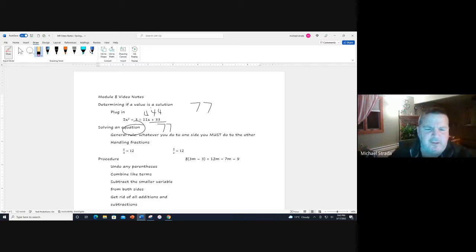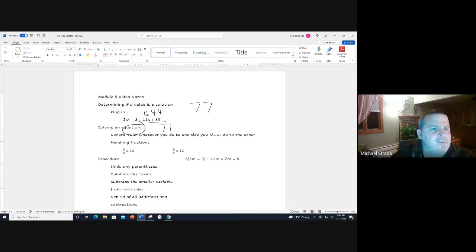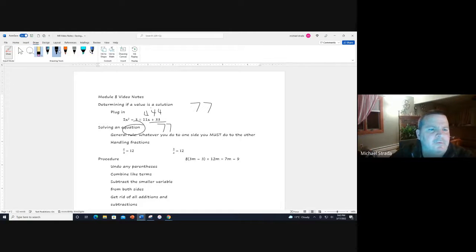With regards to solving equations, the general rule is whatever you do to one side, you're going to do to the other. Which means if you have a happy face that you add to both sides, as long as you do it to both sides, it's fine. So whatever you do to both sides.